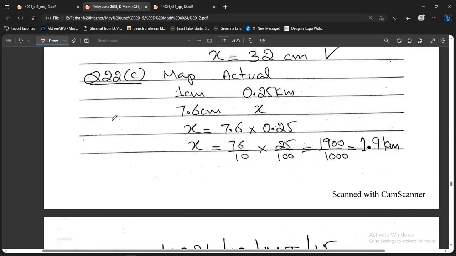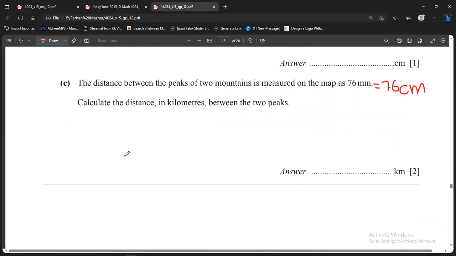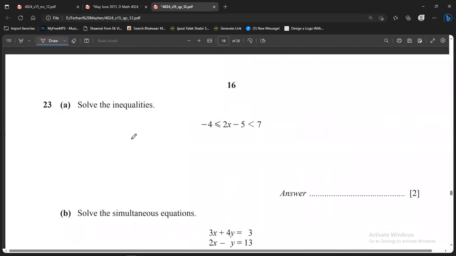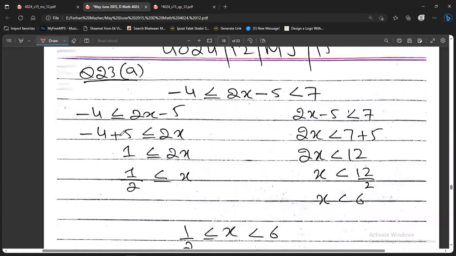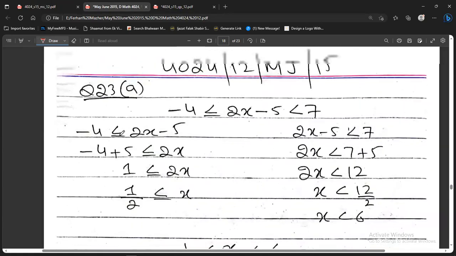Question number 22, C part is showing up on your screen. Question number 23, it's A part. He says, solve the inequality. So first of all, I will solve this portion, then I will solve this portion, and then I will be able to answer this. Okay.